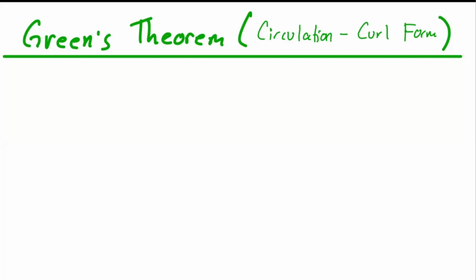So the version we're going to be discussing is the circulation or the curl form of Green's theorem. Green's theorem pretty much gives us an alternative way of evaluating a line integral of a closed curve as a double integral over the region R that the curve encloses.